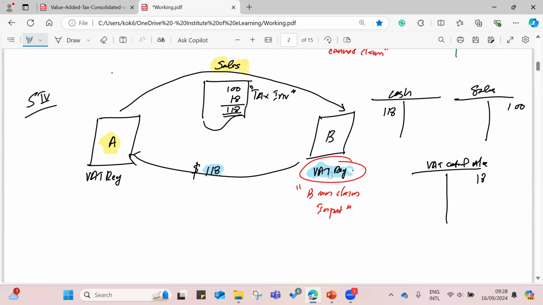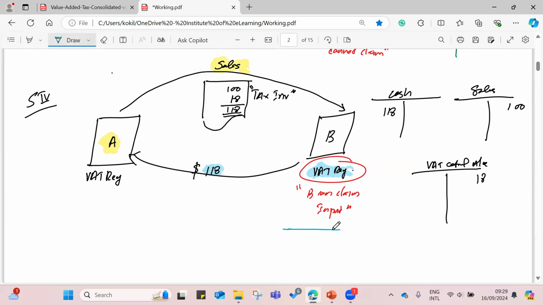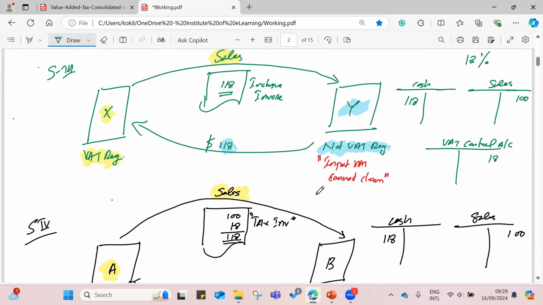In the books of company B, if I note it down here, B will record as expense, or whatever the cost of sale or whatever, right? They will debit, let's say, expense 100, and in the books of company B they will record in their VAT control account 18, right? In the previous scenario 3, why can't they claim the input, right? Because they are not registered for it.